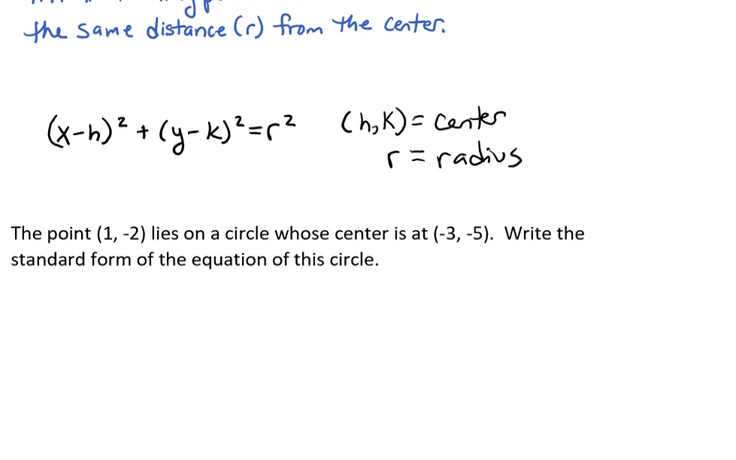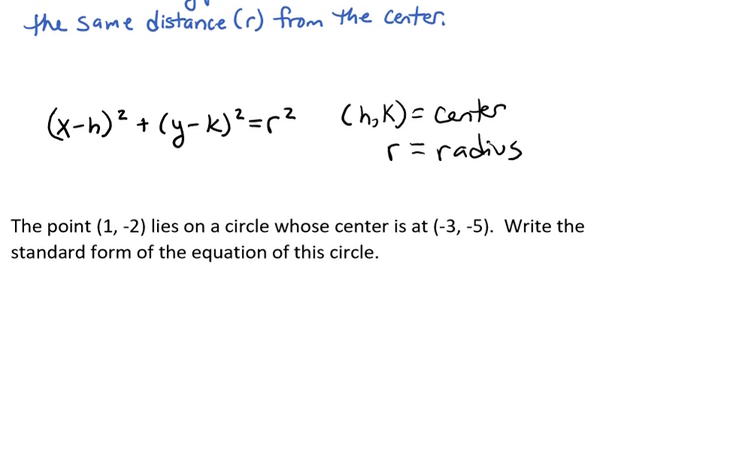Here we know that the point (1, -2) lies on a circle whose center is at (-3, -5), and it wants us to write the standard form of the equation of this circle. Now remember that the standard form of the equation of the circle is this equation right here. So our center of our circle, our (h, k), we can see that is (-3, -5).